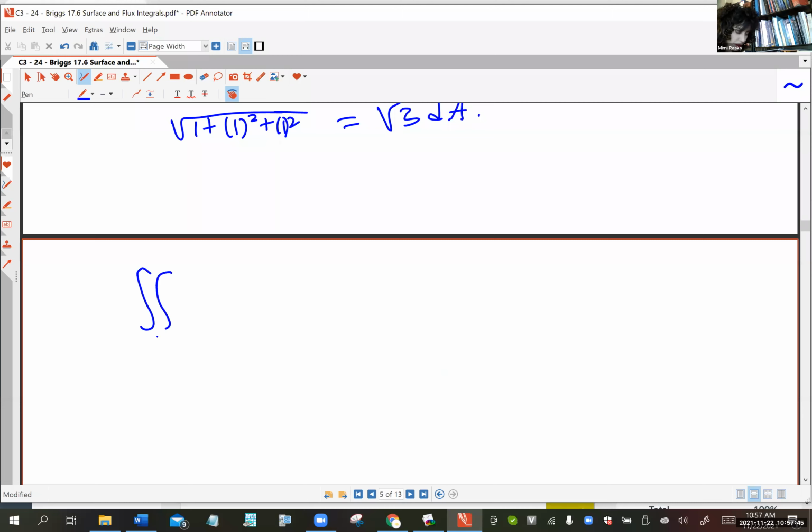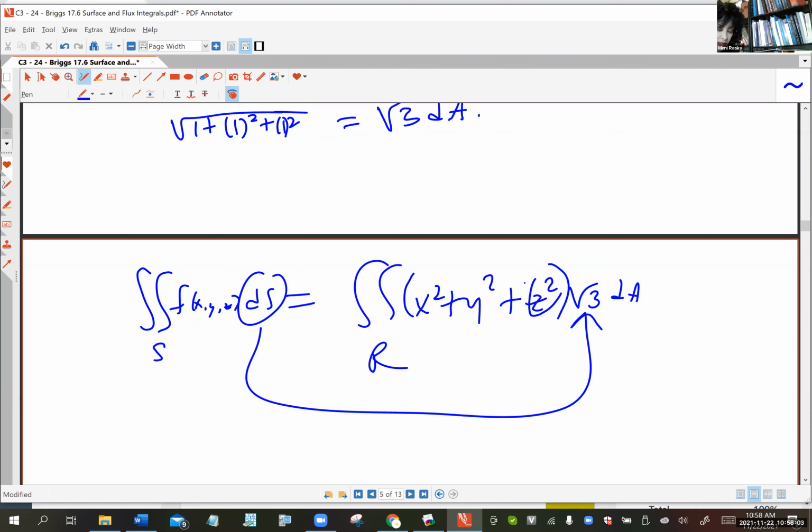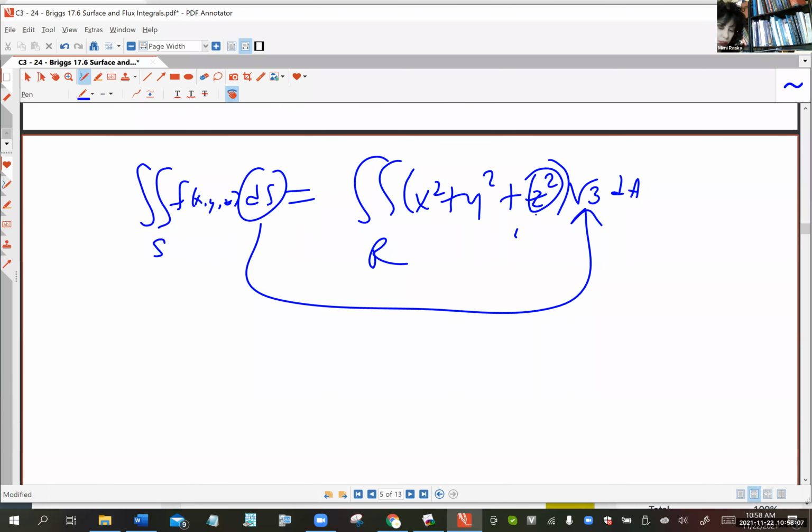So we're going to try to convert this surface integral into a regular double integral over the region. So this we just found out is square root of 3 dA. Nice. So then you're going to have your f(x, y, z), but they said that was x squared plus y squared plus z squared. But wait a minute. You're not allowed to have a z in a double integral. So we need to replace the z with what? Our function, x plus y.